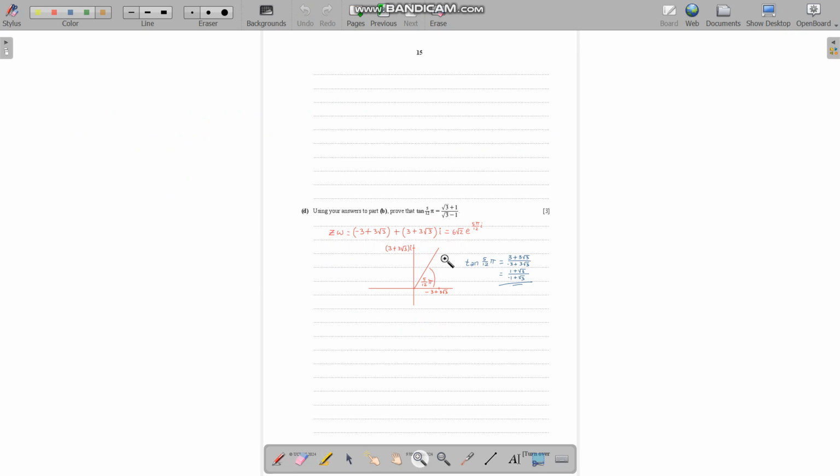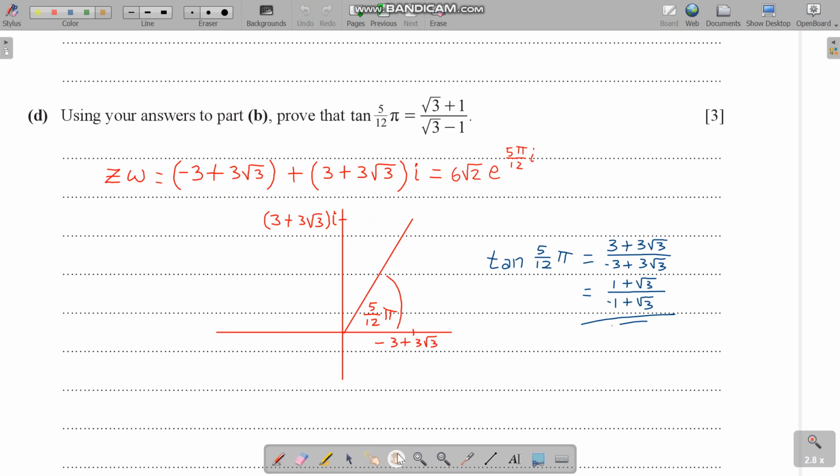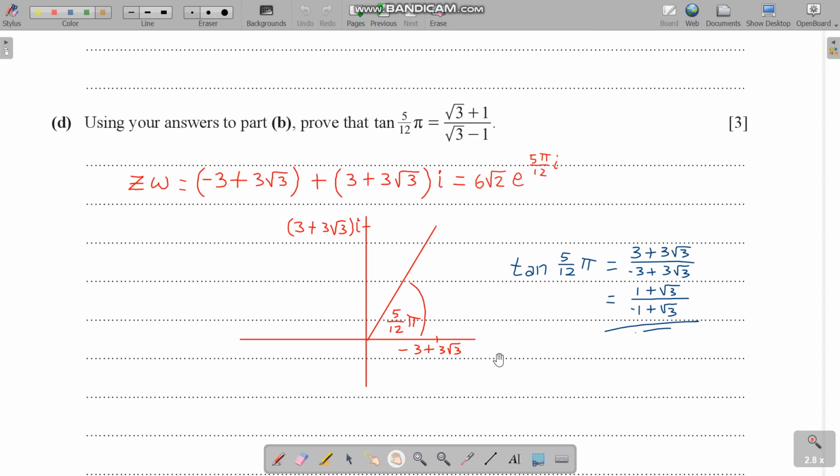And the last part, using your answer to part b, prove that tangent 5 pi over 12 equals. So previously we know that z omega is 6 root 2 e to the 5 pi over 12. So we have 5 pi over 12 and the 6 root 2 length. Now the argument, or the theta, is 5 pi over 12.